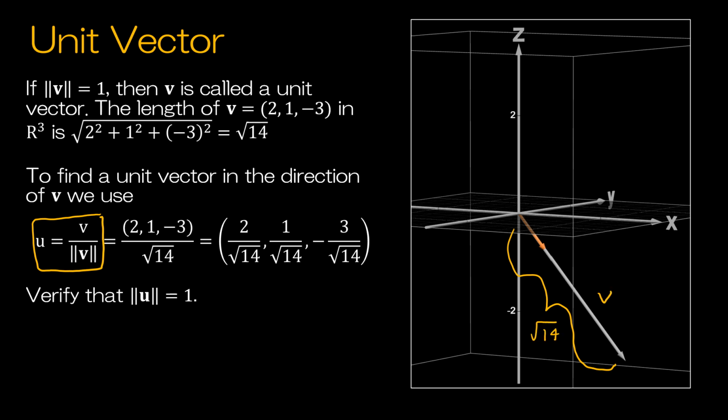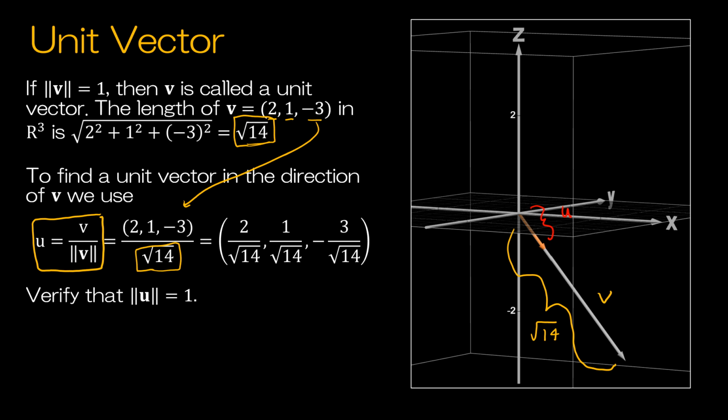I found that by taking 2 squared plus 1 squared plus negative 3 squared to get the square root of 14. Now, to find a unit vector, all we're going to do is take that original vector and divide each value by the length. So 2 divided by radical 14, 1 divided by radical 14, negative 3 divided by radical 14. The length of that vector here in orange, we'll call that u, that is a unit vector. So let's just verify that the length of that unit vector is 1.